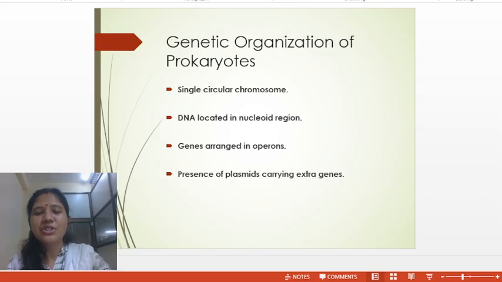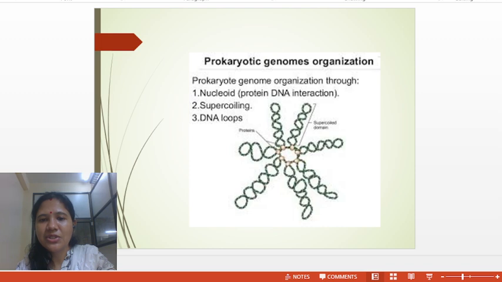The genetic organization of prokaryotes has a single circular chromosome, with DNA located in the nucleoid region, genes arranged in operons, and the presence of plasmids carrying extra genes. Here the structure shows the nucleoid region where the DNA is supercoiled, and the DNA forms a loop structure. So it is a very simplified genomic organization in prokaryotic cells.